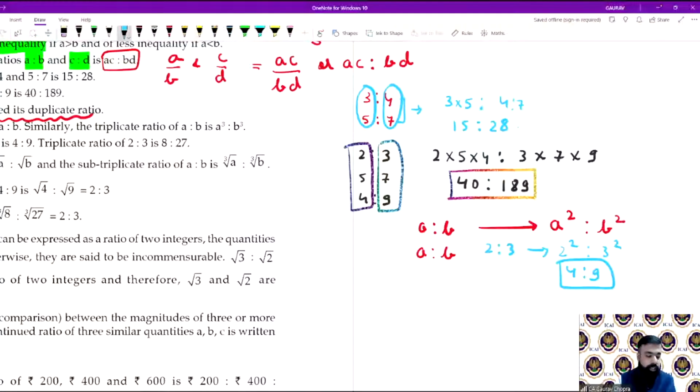Sindhu is asking, in this chapter, are theory questions given or problematic questions? See, in mathematics, most of the questions are numericals, that is practical questions. But in statistics, some questions can come based on the properties or some basic theories. But maths is mainly numerical.